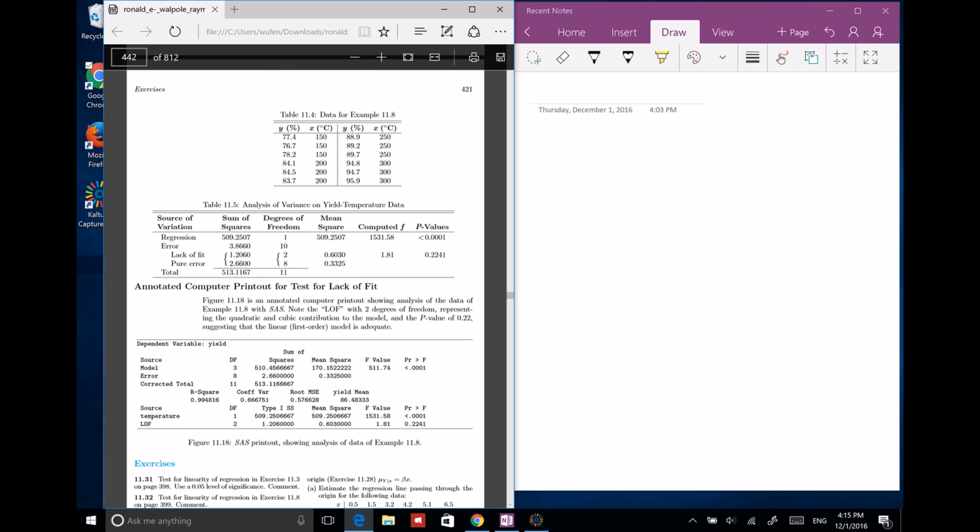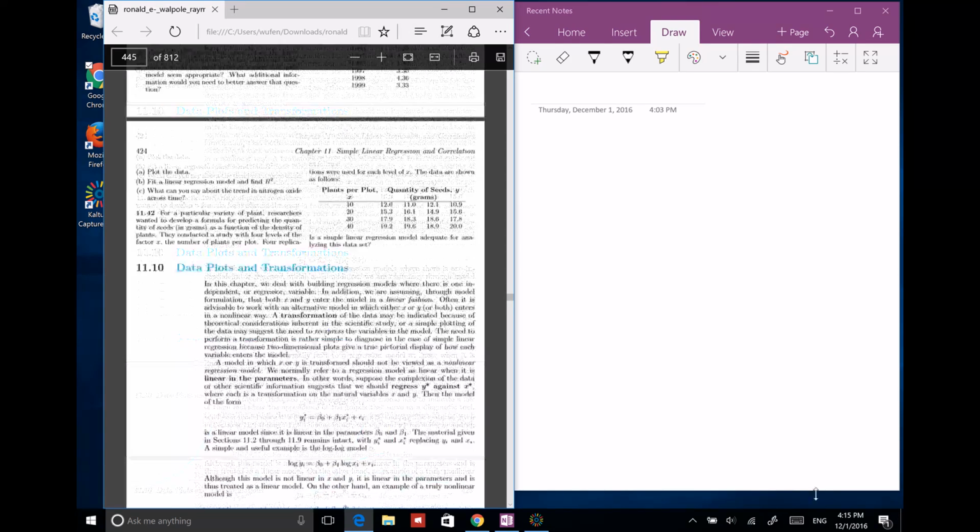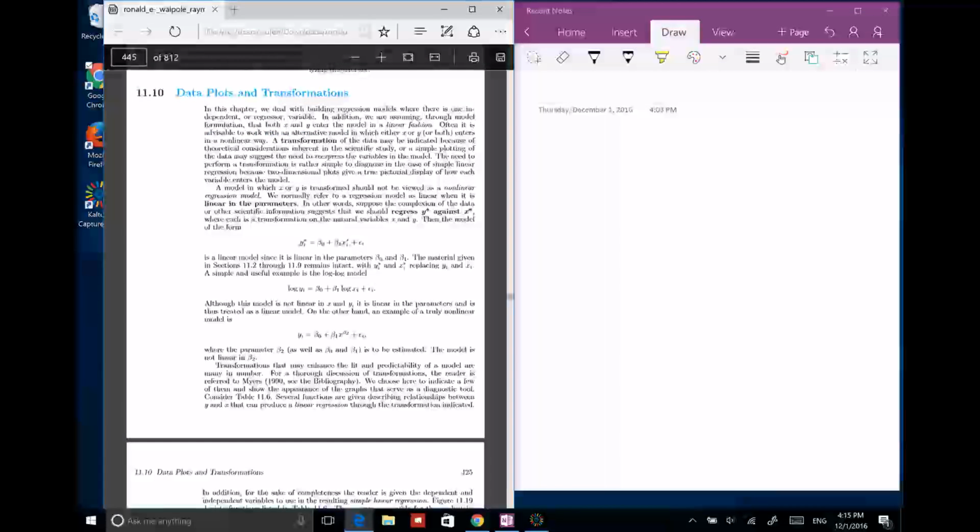Okay, let's continue to look at the next section, data plots and transformation. So basically in this one, we are going to look at another kind of data, where the data itself is not linear, but with some transformation, it becomes a linear model.